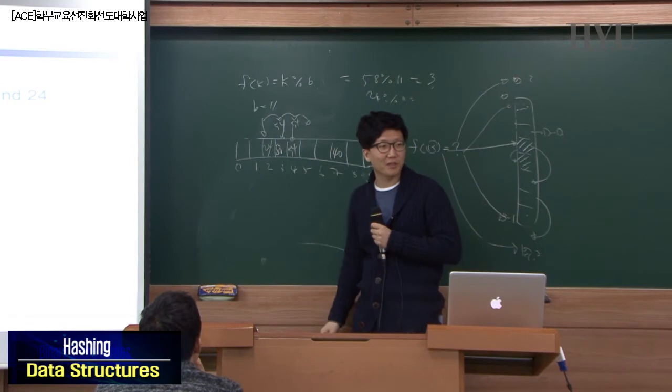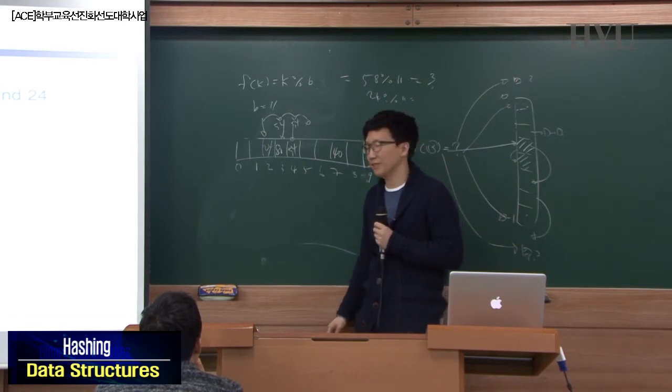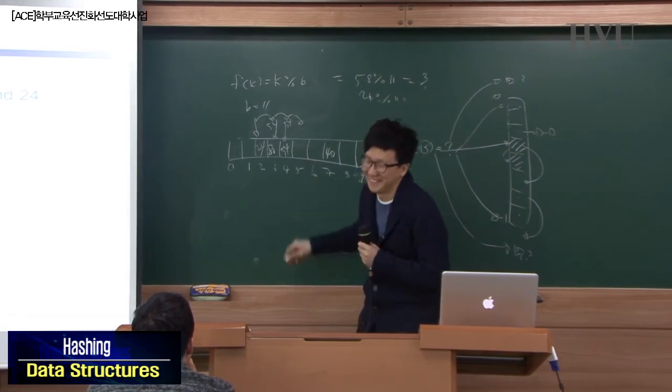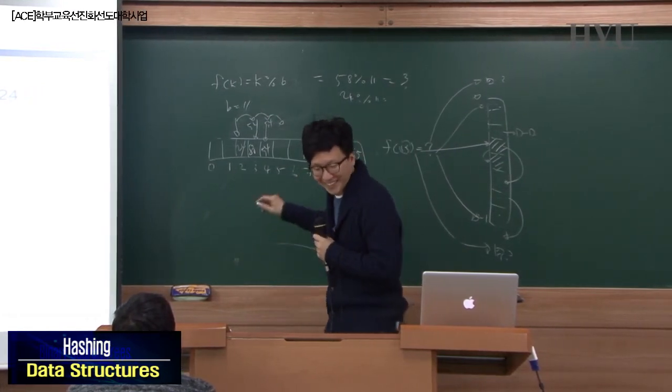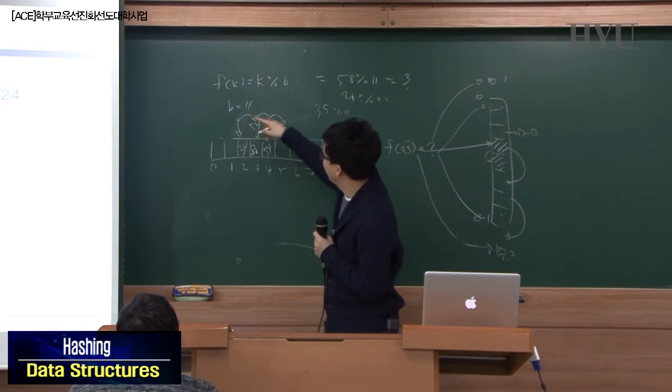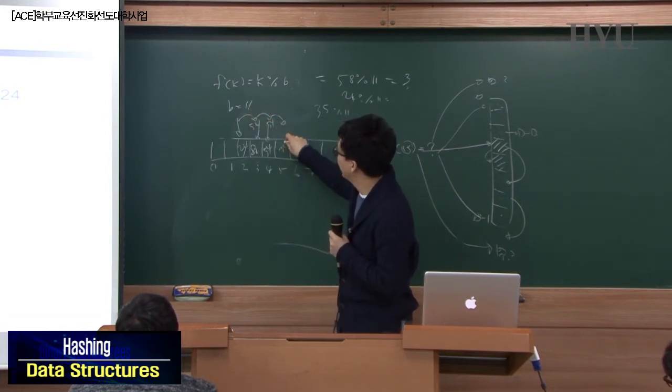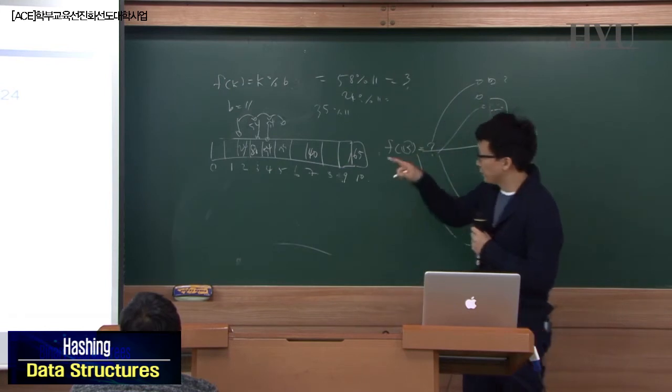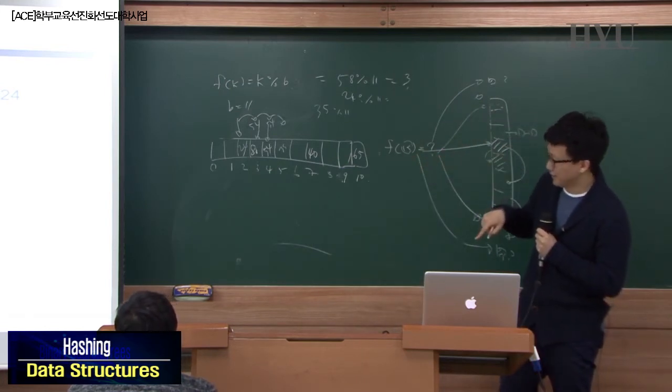Give me any number that has a 2. 32? 33? Yeah. Let's say 35, then 35. Then you move by 3.